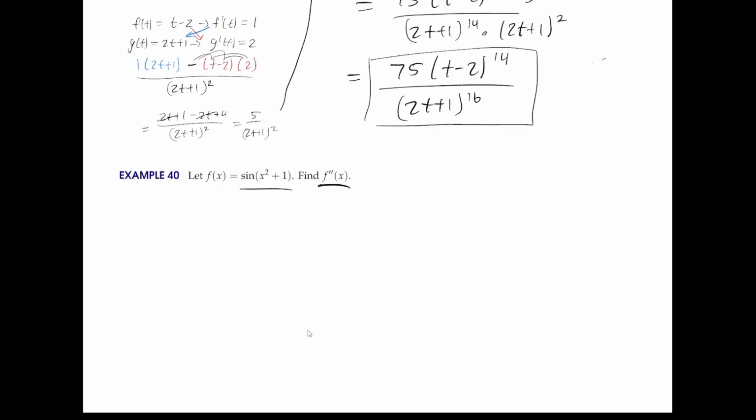In this case, we're doing f double prime, so we're gonna have to be careful. That is the second derivative, okay? Not the first, we want the second. The first will be our first step, but we're gonna need the second at the end. I'm not gonna belabor this.